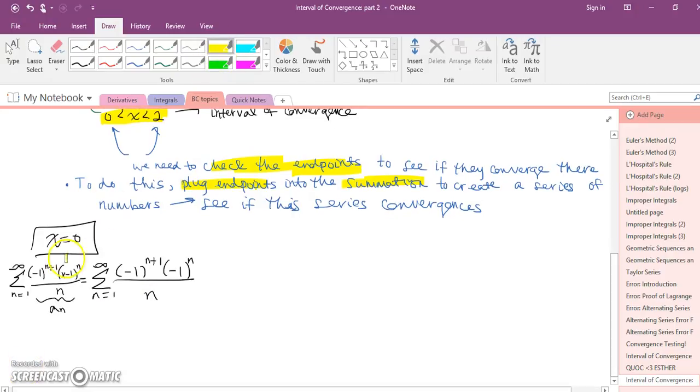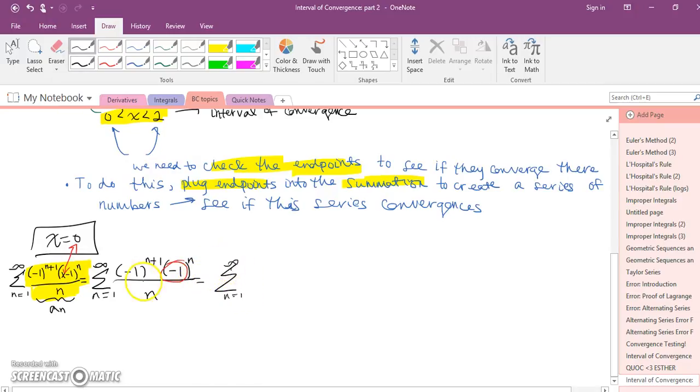So what I did is I took my general a sub n here, and I added them all up. I put a summation bar. And right here, I'm checking when x is 0. So I'm plugging 0 in for x. That makes negative 1 right here. So now what I'm going to do is continue on my way here.